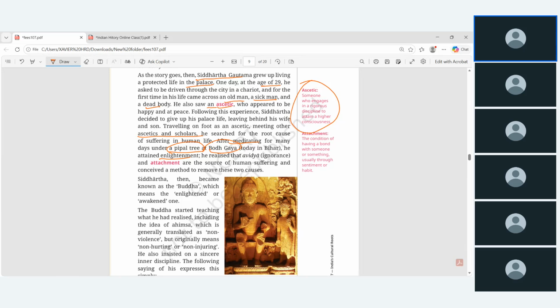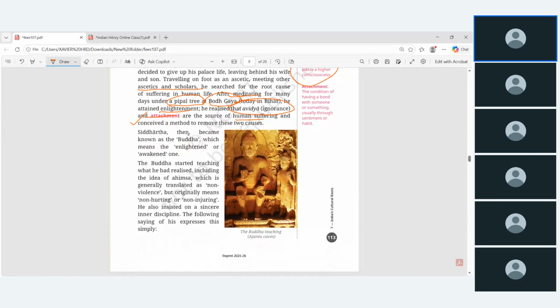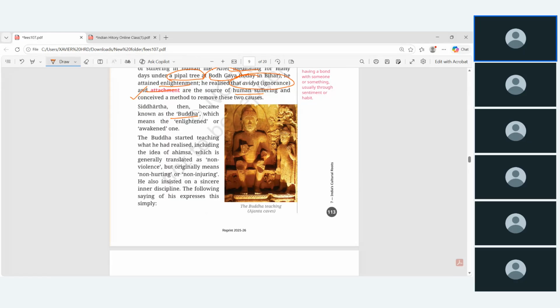And he realized avidya. Avidya means ignorance and attachment. He realized that this ignorance and attachment are the main cause of suffering. After getting enlightenment, he was called Buddha, and he started his preaching about ahimsa.